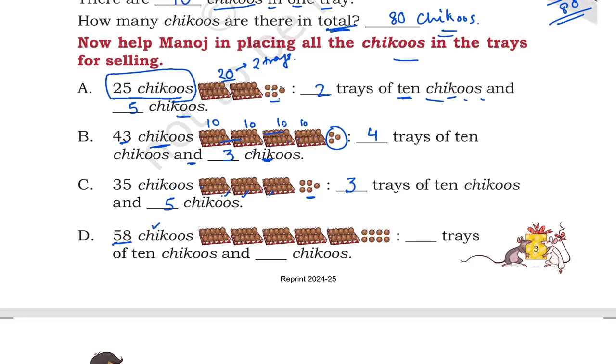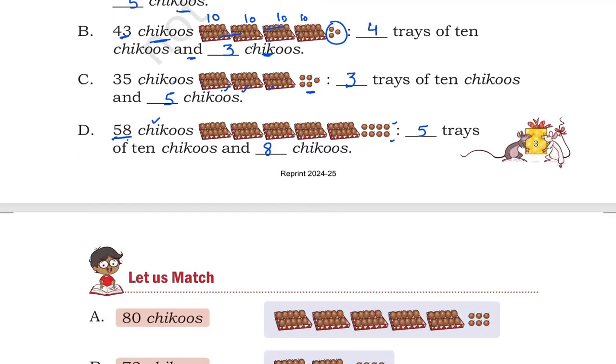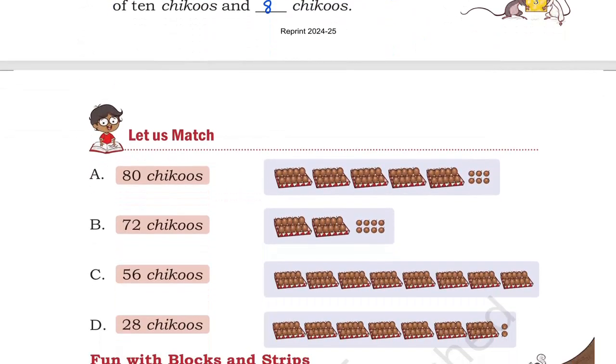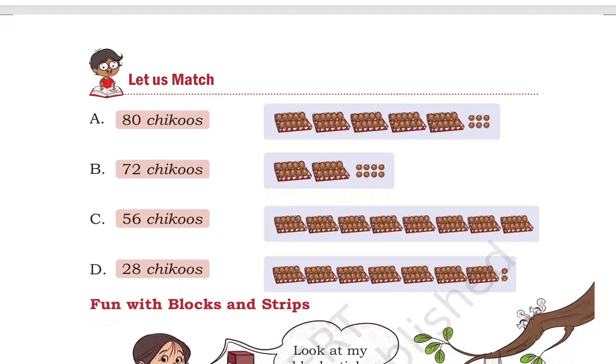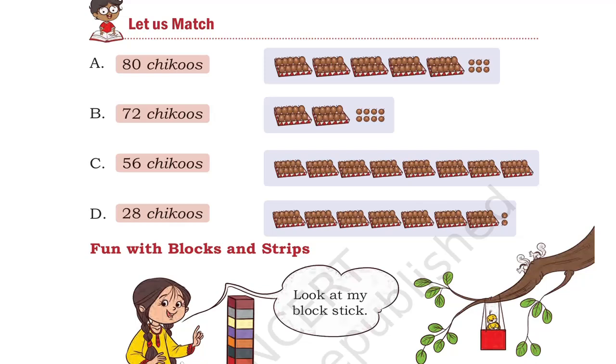Okay. 58 chikus. So there are going to be 5 trays of 10 chikus and there are going to be 4 and 4, 8 loose chikus. Hope it is pretty clear till here. It is a revision session. So the assumption is that you know all these concepts beforehand and we're just revising the concepts that we have already done in our grade 2.